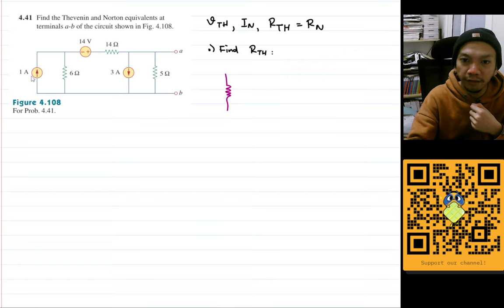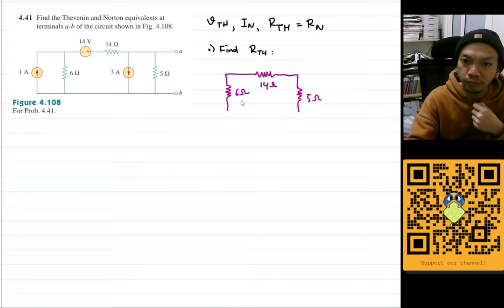I will have this one replaced by an open circuit, so I will have just this 6 ohm resistor, and this one will be replaced by a short circuit, so we directly have that 14 ohm resistor. And then this one will be replaced by an open circuit, so we only have that 5 ohm resistance. I think that's all, because we only have 3 sources and 3 resistances, and the Thevenin is looked at from A and B here.